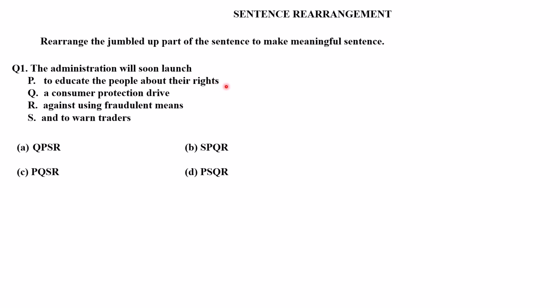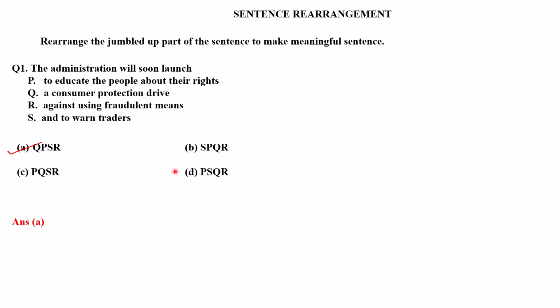Launch what? Something it will launch, right? So if you see the Q option, it is given consumer protection drive. So the administration will soon launch a consumer protection drive. So it starts from Q. Where is the Q option? Beginning with Q, so A. So A is the correct option. But let's finish it. Let's see what meaningful sentence you will get. So it will be a consumer protection drive to educate the people about their rights and to warn traders against using fraudulent means. Okay, so this is giving some meaningful sentence. So A is the correct option.